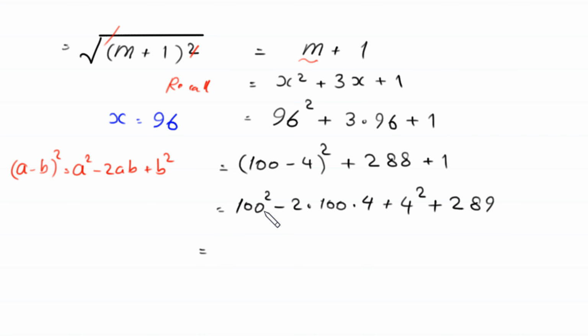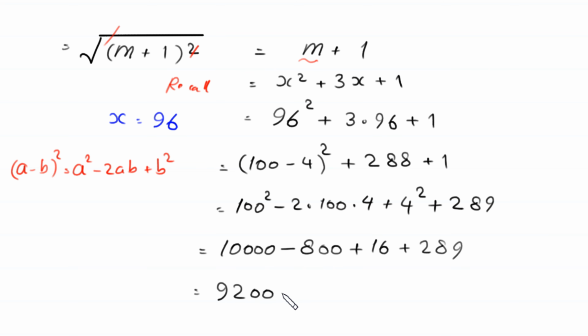Next, 100 squared is 10,000, minus 2 times 100 is 200, and 200 times 4 is 800, plus this 4 squared is 16, plus 289. Next, 10,000 minus 800 is 9,200, plus 16, plus 289, and this is equal to 9,505. So this is the final answer of this problem.